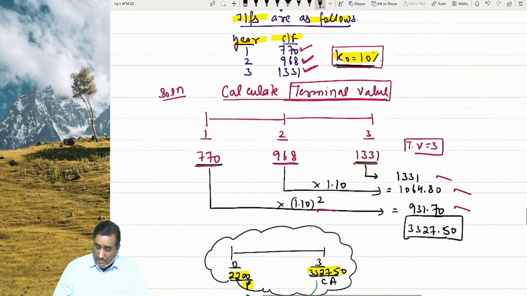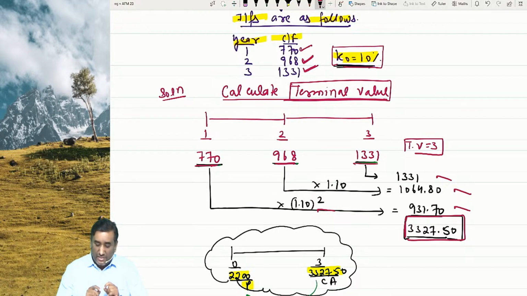We call this the terminal value. Simple meaning of this is 770, 968, 1331, which I earned over the 3 years. If I reinvest them, what would be my balance at the end of the 3 years? My balance would be 3327.50.